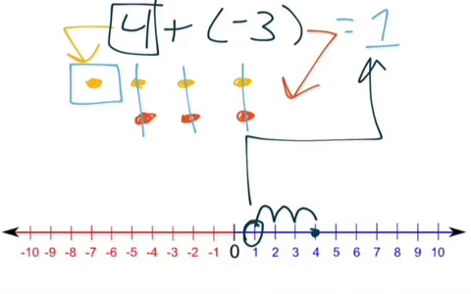Some students also like, when they do 4 plus a negative 3, to subtract when you have two different signs. So do 4 minus 3, which is 1, and then you keep the sign of the larger number. The larger number was a 4, it's a positive, so it would be a positive 1. If the larger number was a negative, we'd put a negative there.